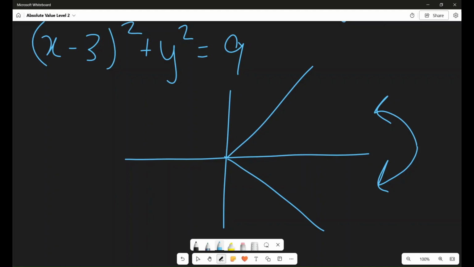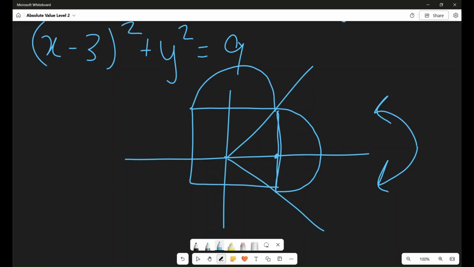Now we know our circle is centered at (3, 0), so that's right about there. And we know the radius of our circle is also 3. So we get this kind of shape. And I didn't draw the whole circle because, as I said, we're only looking at this quarter of our coordinate plane. So what we get is that in our section. Now for the other sections, we'll get something very similar, likely something looking like this, right? Because of that symmetry.